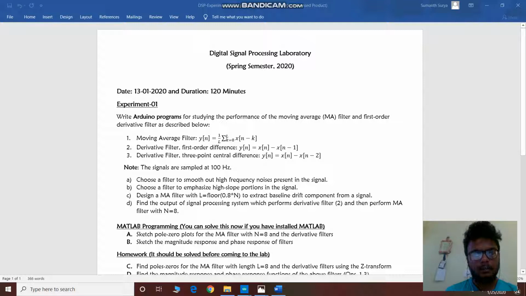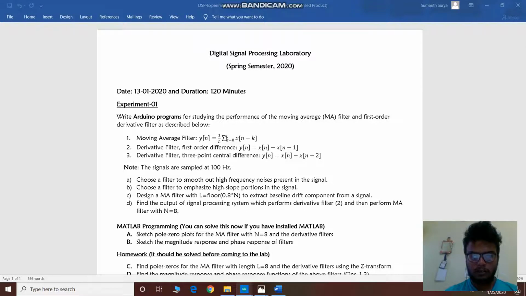For this first part, we are going to do a moving average filter, and the moving average filter equation is already given here. y of n is equal to 1 by L sigma k from 0 to L, x of n minus k. What this moving average filter does is it will calculate the average of the k values from the nth point, like the sum of the k values before the nth point and calculating the average of that.